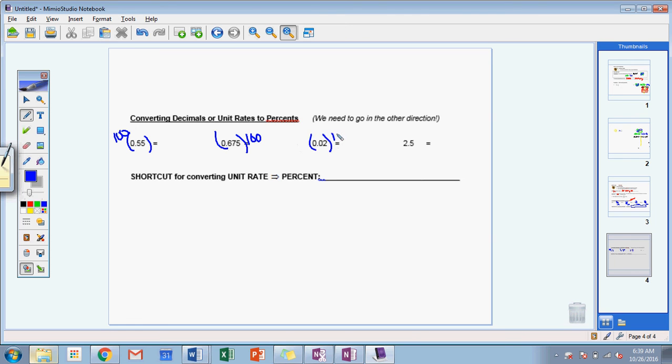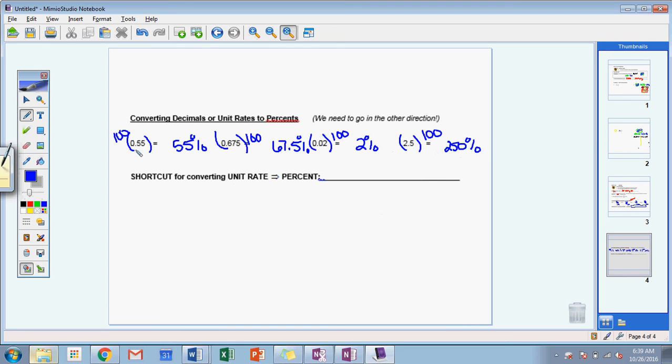So let's go ahead. I want you guys to try it. If you want, you can pause me and figure out all of these percents without me. But here we go. 100 times 0.55 is going to give you 55%. And then here, if I take 0.675 times 100, it's going to give me 67.5%. Notice I'm putting the percent symbol there. 0.02 times 100 is going to give me 2%. And then 2.5 times 100 is going to give me 250%.